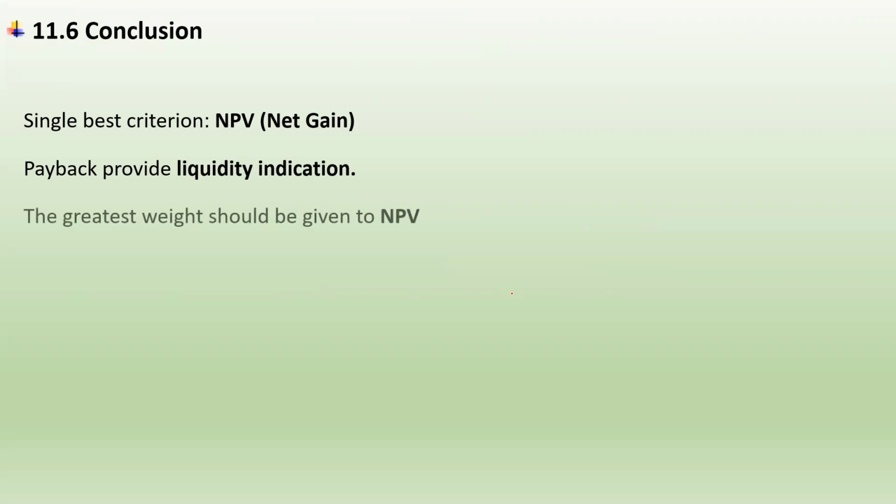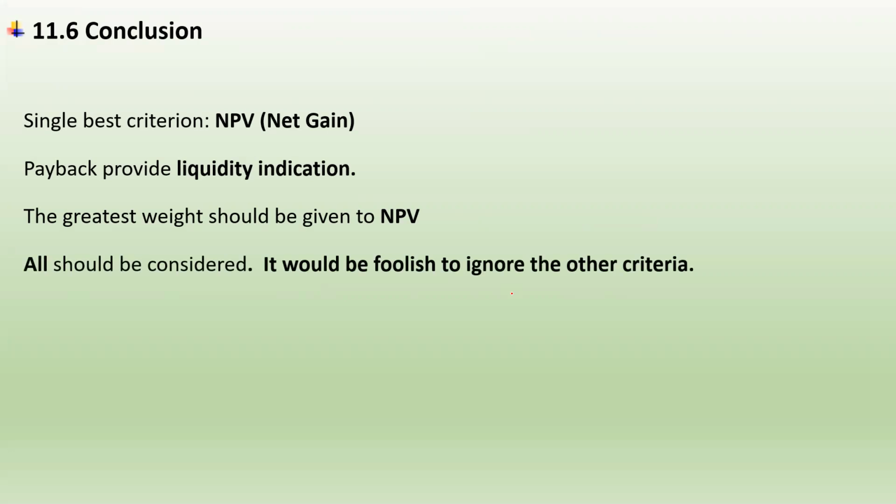Our conclusion: the single best criterion is the NPV rule. It shows a net gain for this project. Payback period provides a liquidity indication. The greatest weight should be given to NPV, but all should be considered. The firm usually evaluates the project using all those criteria to see whether it provides enough liquidity, higher returns using IRR, and added value using NPV criteria. So that is chapter 11.